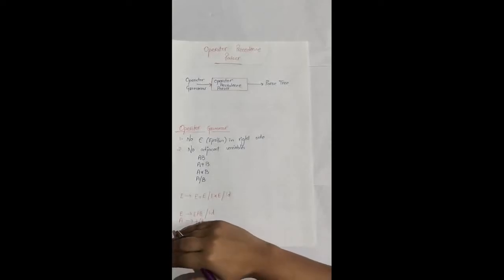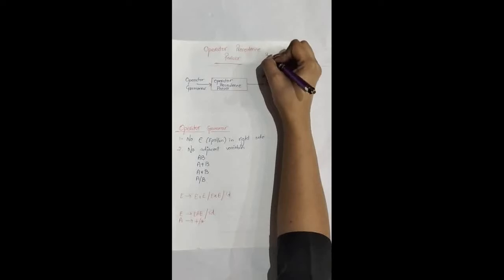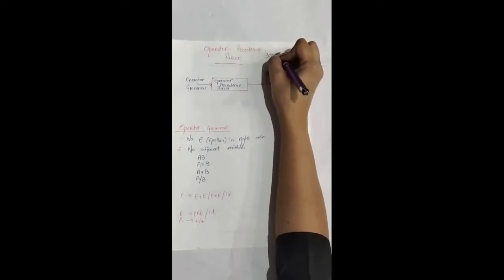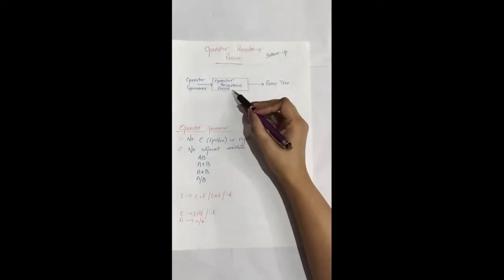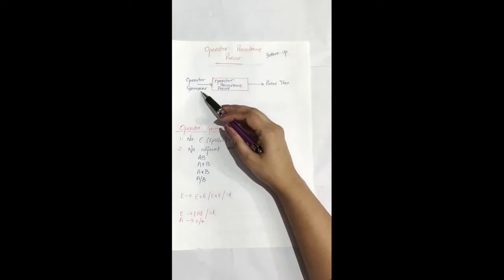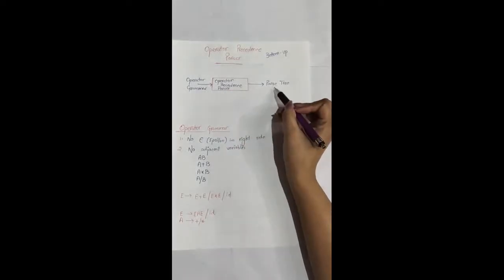Hello everyone. Our topic for today is operator precedence parser. What is an operator precedence parser? This is also a bottom-up parser, and this is basically your shift reduce parser. This operator precedence parser takes an operator grammar and generates a parse tree.